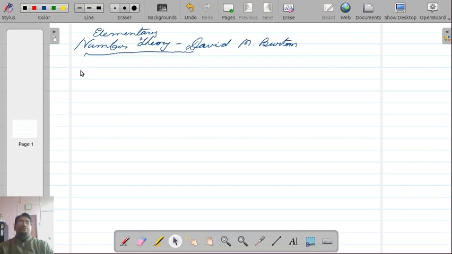Hello dear students, let us start with the third unit of your 102 paper, which basically deals with number theory. We shall follow this book by David M. Burton, that is Elementary Number Theory.